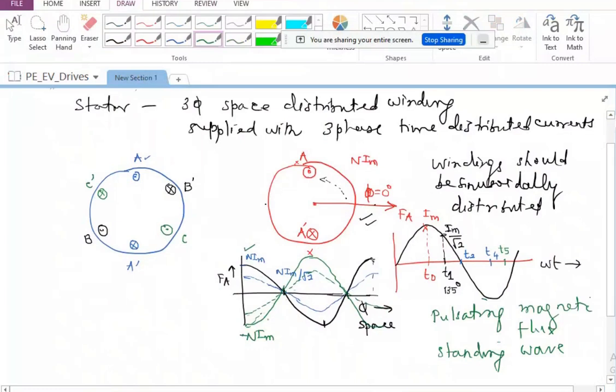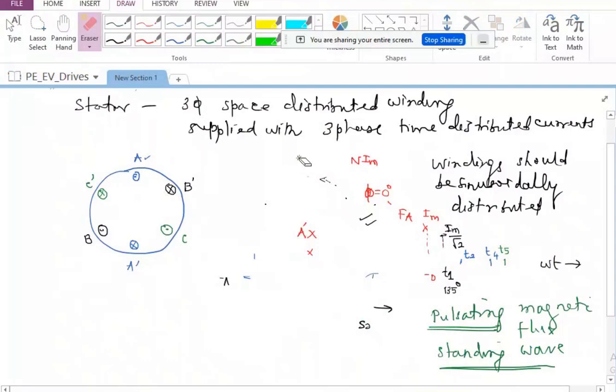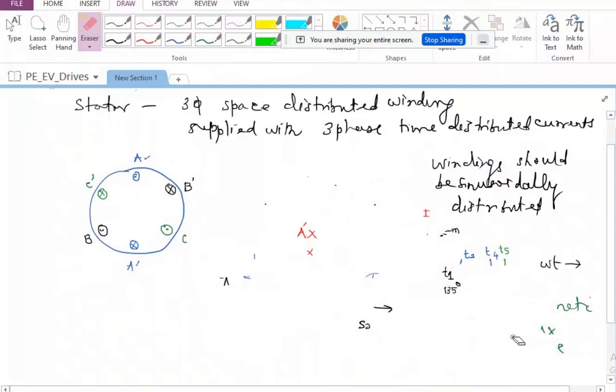The zero where it occurs will not change. Here also the zero will not change. So what we get is a standing wave, but that is pulsating in nature. Whereas when you have a three-phase winding fed by three-phase, time distributed current, that's what happens in a three-phase machine. So under such a condition, what happens? That's what we are going to see.